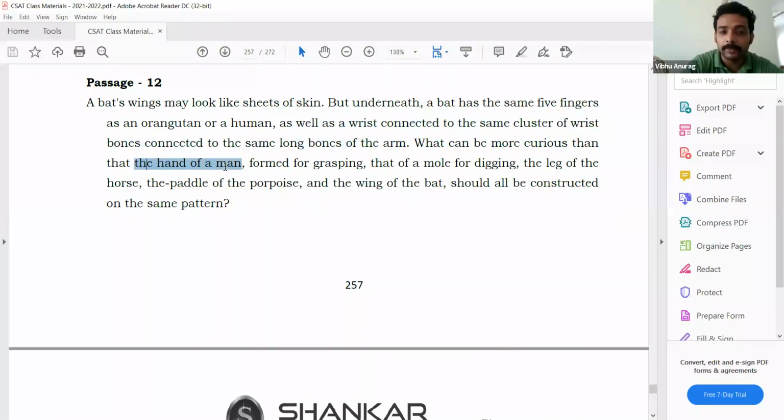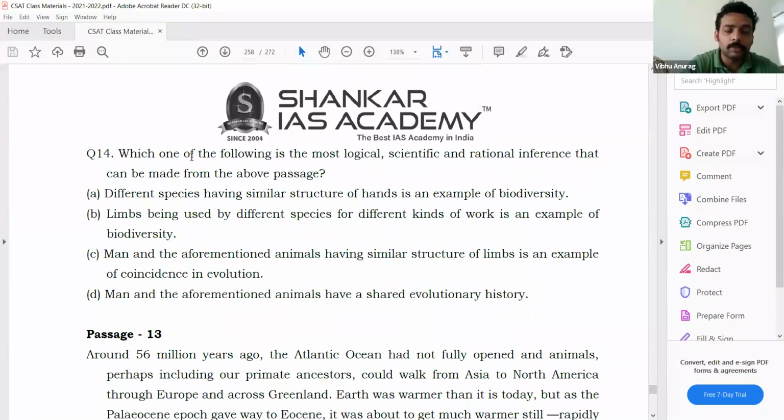The hand of a man formed for grasping, that of a mole for digging, the leg of the horse, the paddle of the porpoise, and the wing of the bat should all be constructed on the same pattern. So what's more curious or what's more interesting than this? So question 14, which one of the following is the most logical, scientific, and rational inference that can be made from the above passage?